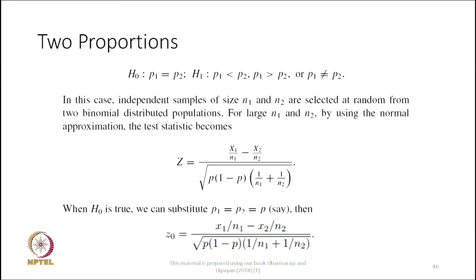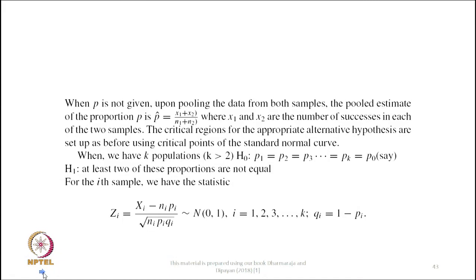Same thing we have done when two population variances are unknown, then we assume that they are equal and then you compute the pooled variance and so on. The similar calculation here also. When P is not given, you can find the estimate for P, that is x 1 plus x 2 divided by n 1 plus n 2. And you can apply the same logic. Suppose you have more proportions, more than 2. Still you can apply the similar logic what we have used for the two proportions.